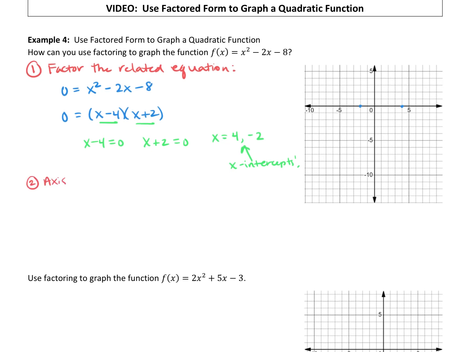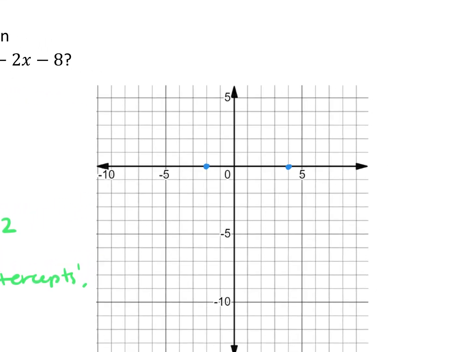Our next step is going to be our axis of symmetry. Now what we want to remember about the axis of symmetry is that it is the line that splits your parabola in half. So if you have your two x-intercepts, one at negative 2, one at positive 4, we know that the axis of symmetry will be halfway in between those 2 points. So if we go ahead and count, 1, 2, 3, 4, 5, 6, cut that in half, 3 units in from either side is where your axis of symmetry will be. We can see that's at x equals 1.